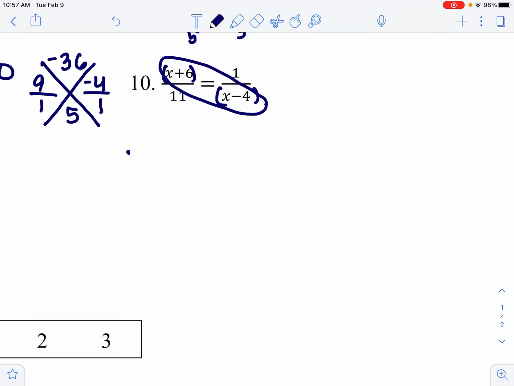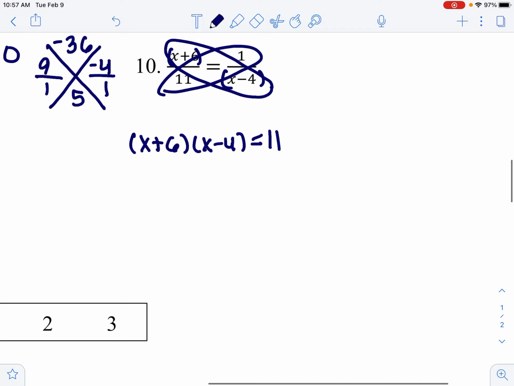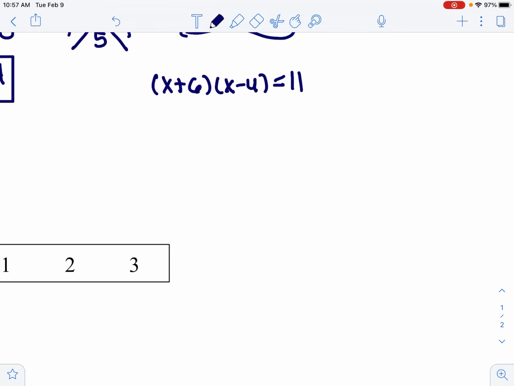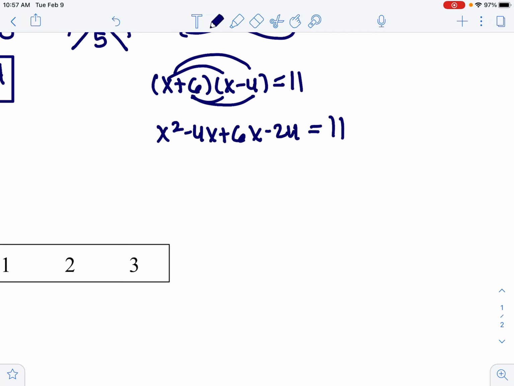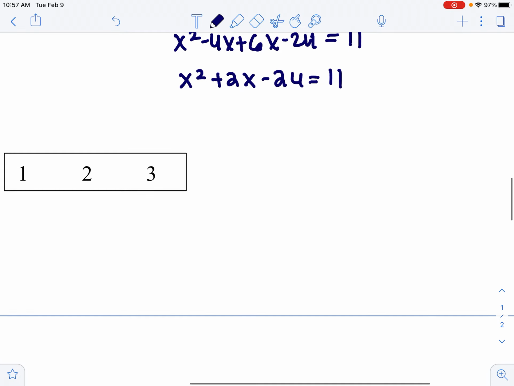Both of these are binomials. I'm going to multiply them first. So I have x plus 6 times x minus 4 equals 1 times 11 is 11. I'm going to FOIL the left side, or just use the distributive property. It's the same thing. x squared, outer is negative 4x, inner is 6x, last is minus 24 equals 11. I have x squared plus 2x minus 24 equals 11.